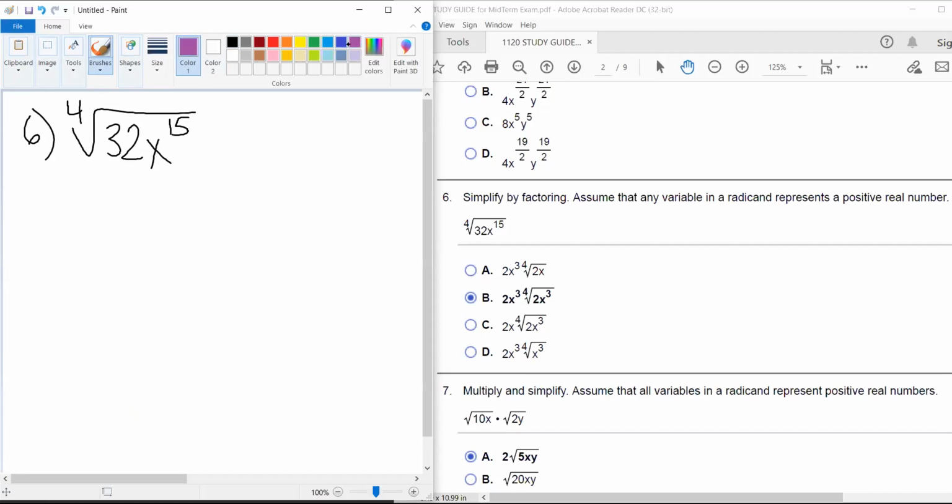So we can break down 32 as 16 times 2. Because we know the fourth root of 16, in other words, what number can you multiply times itself 4 times to make 16? That is 2. So a 2 comes outside the radical, and a 2 stays inside the radical.